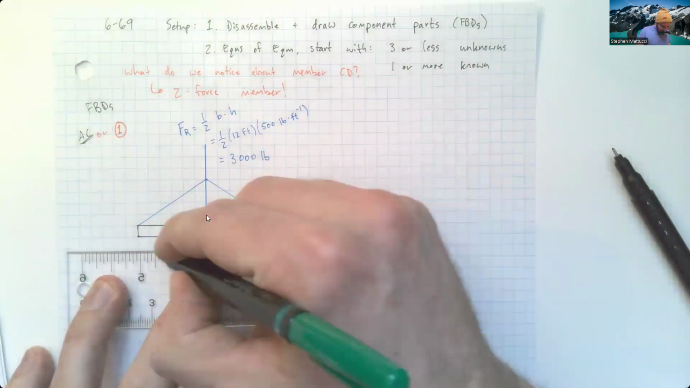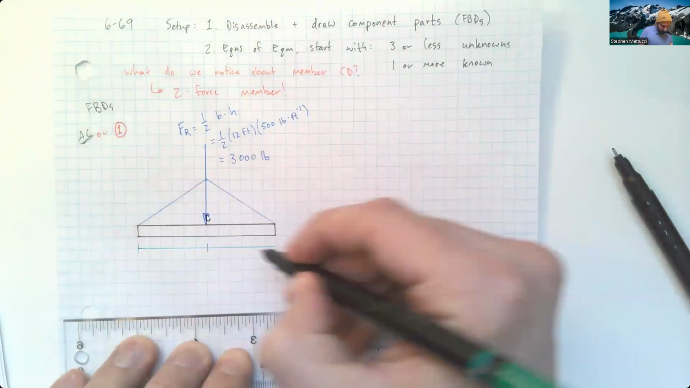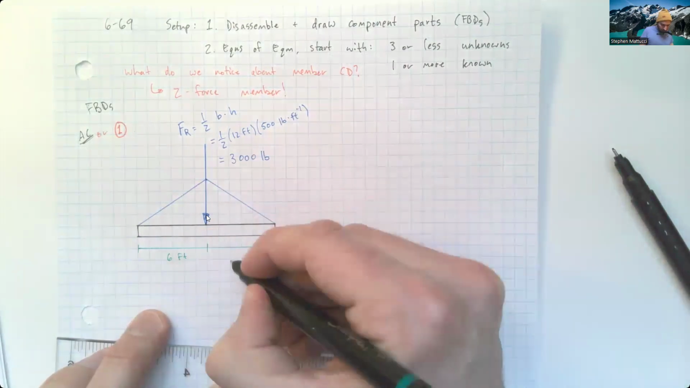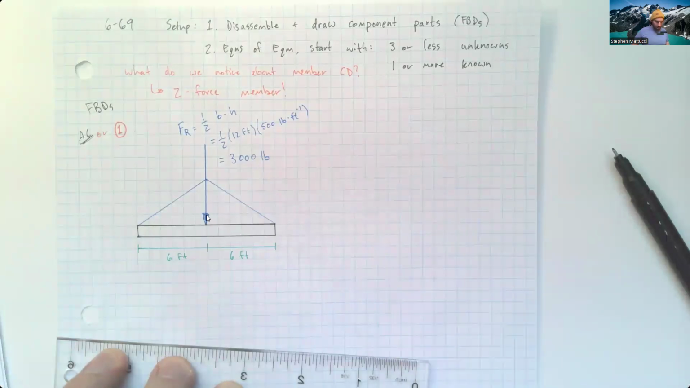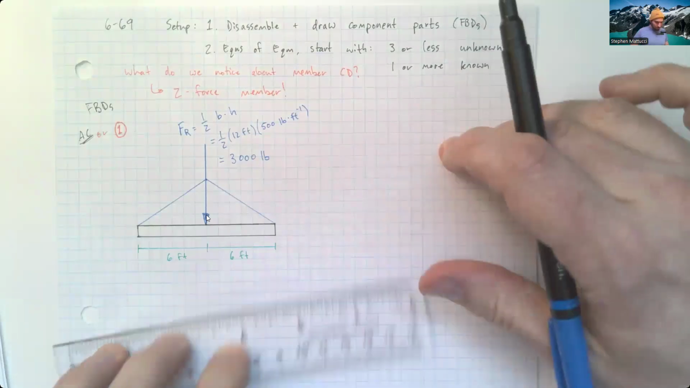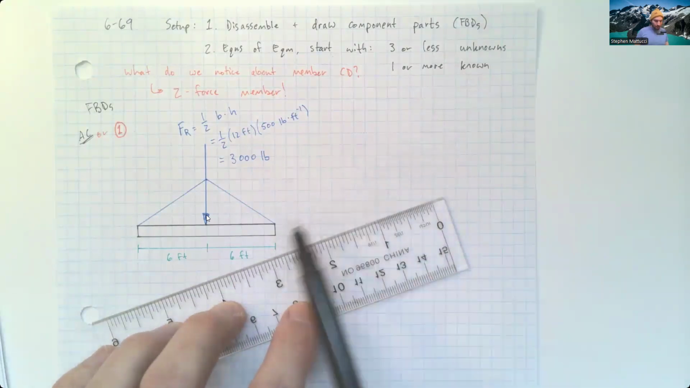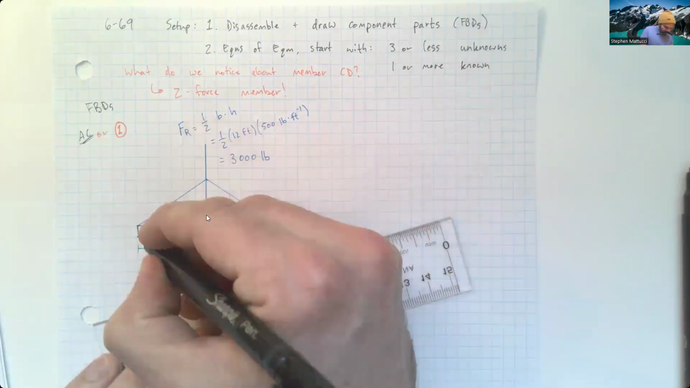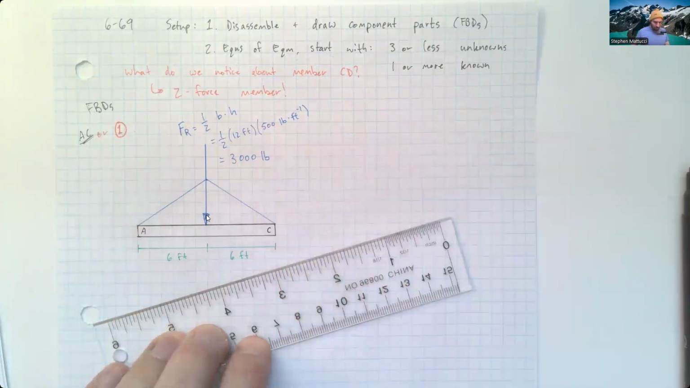I'll add some dimensions in here. We know that this is 6 feet on either side, like that. Now, this is where we're going to deal with this two-force member CD. And I should probably label these different sides. We have A over here. We have C over here.